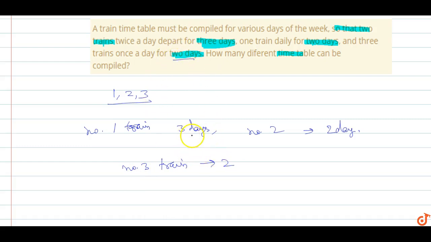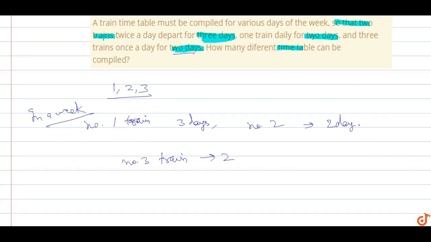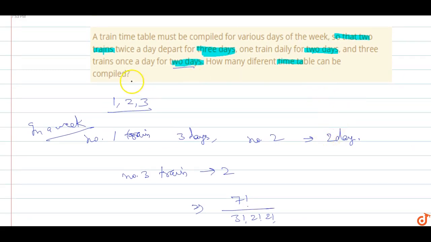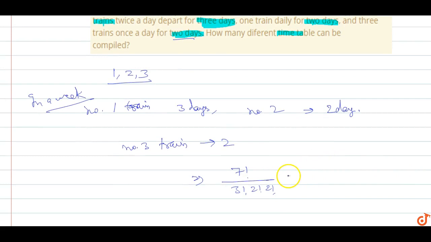So the total is 3 plus 2 plus 2, which is 7 days in a week. So this equals 7 factorial upon 3 factorial into 2 factorial into 2 factorial, because one train departs for 3 days, another train for 2 days, and the third train once a day for 2 days. So the total number of different timetables that can be compiled is 7 factorial upon 3 factorial into 2 factorial into 2 factorial. So 7 factorial is 7 into 6 into 5 into 4 into 3 factorial upon 3 factorial into 2 into 2.